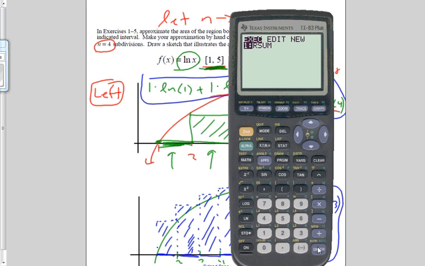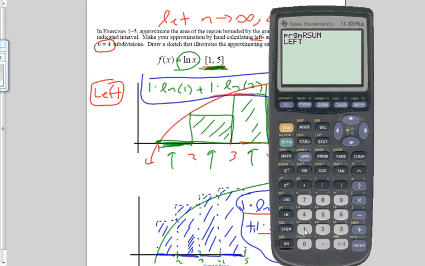Here's my program. I'm going to press Enter to execute it. What's my left bound? My left bound is 1, so I enter 1. My right bound is 5, so I enter 5. X choice: I want a left bound, and remember X choice is 0 for left, 1 for right, so I put 0. Number: how many subdivisions I want. I want 4 subdivisions, so I press 4.